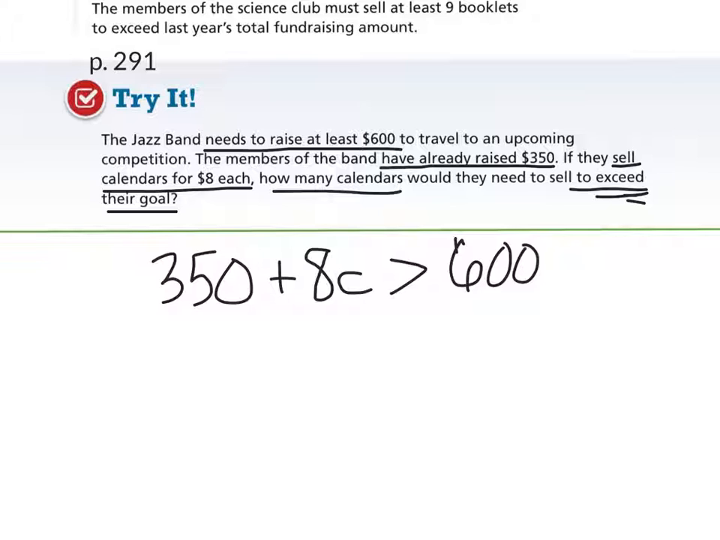All right? Initially, they kind of changed gears on us. They said they're going to raise at least $600. Then later, they said they're going to exceed their goal. Okay? So at least 600 would be greater than or equal to. Since their last statement was that they want to exceed their goal, we're going to say it's just greater than 600.